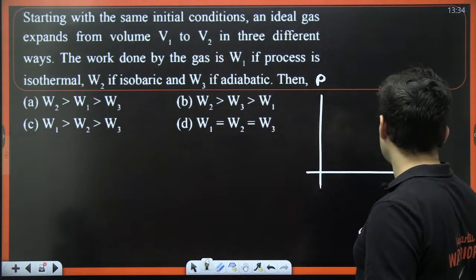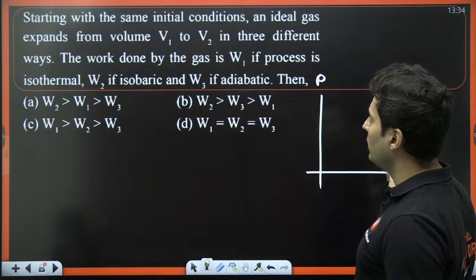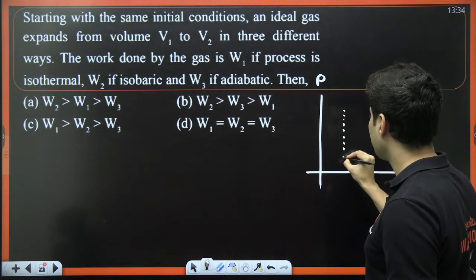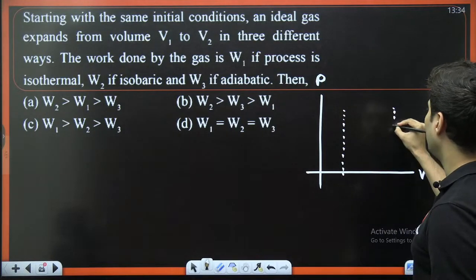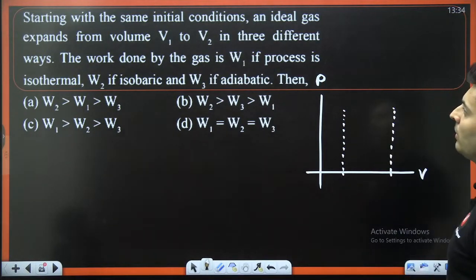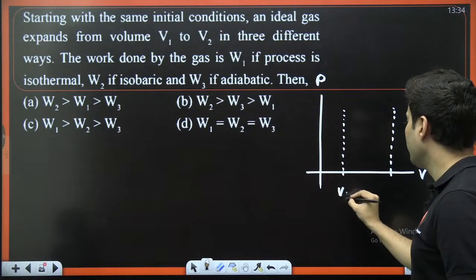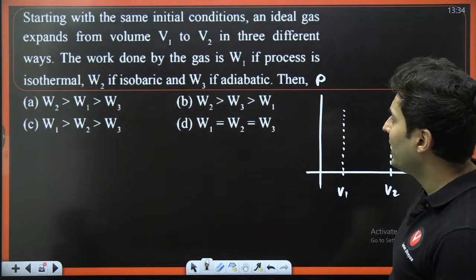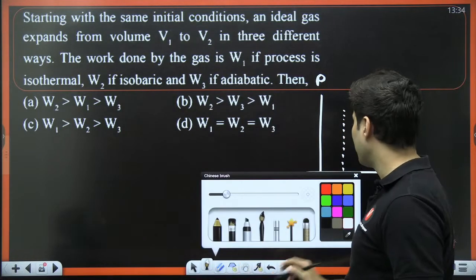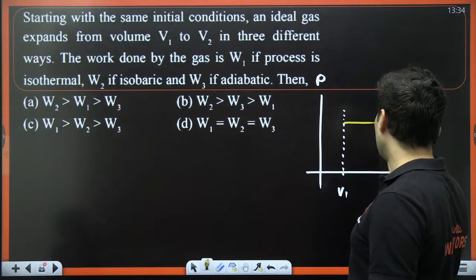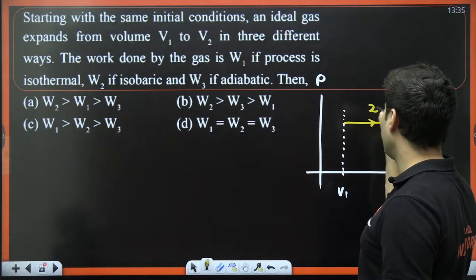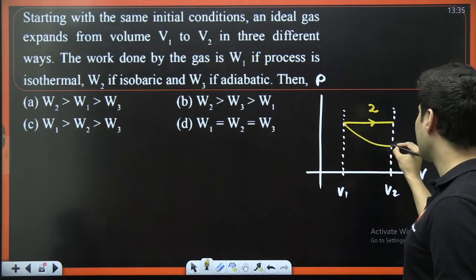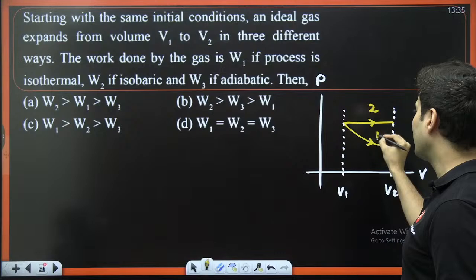This is pressure, this is volume. I go from the same volume to the next volume, from this volume to another volume, and I expand, so from V1 to V2. W1 is isothermal, W2 is isobaric. If you are isobaric, you will go like this. This is process number 2. If you are isothermal, then you will go like this.